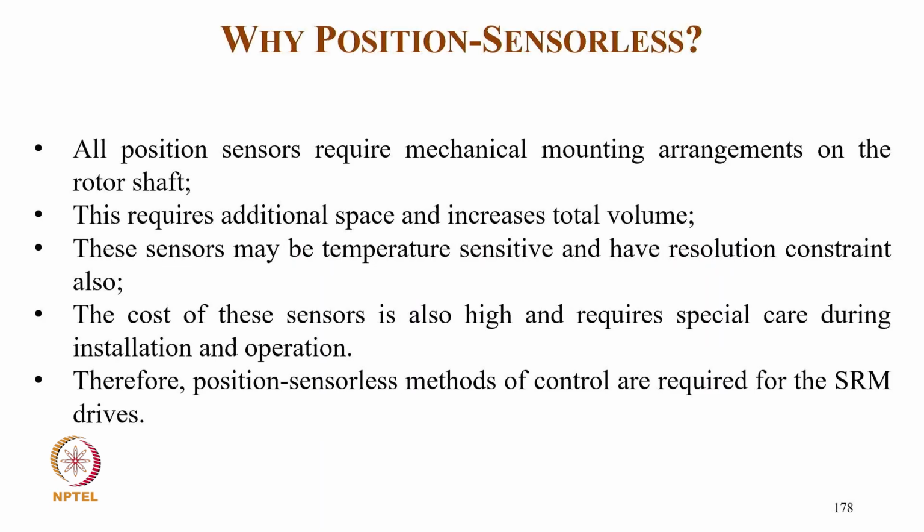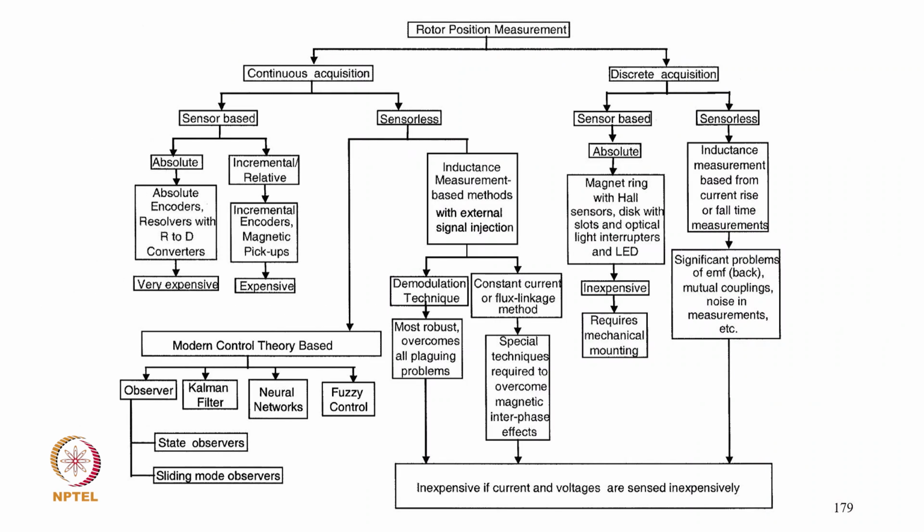So why position sensorless? All position sensors require a mechanical mounting arrangement on the rotor shaft, and this requires additional space and increases the total volume. These sensors may also be temperature sensitive and have resolution constraints. The cost of these sensors is also high, and they require special care during installation and operation. Therefore, position sensorless methods of control are required for the SRM drive.